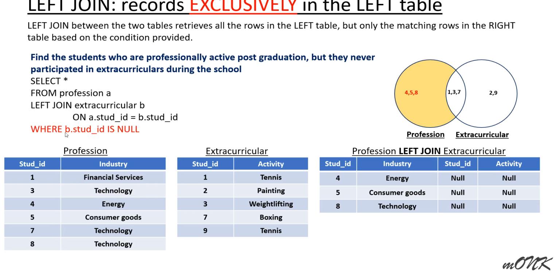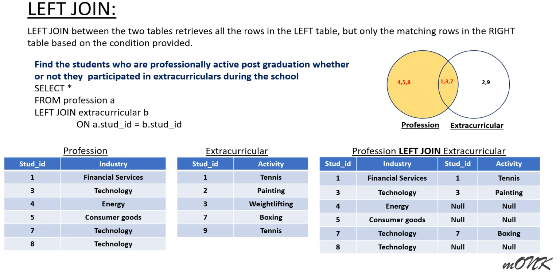After joining, for the rows that don't have a corresponding record in the right table, we will get null values. If you look at the last case in the usual left join, student 458 does not have a record in the right table, so that's why we are getting null values for the columns in the right table. Sorry, my bad. In the current case, we want only these rows, the people who were only professionally active but never participated in extracurriculars.